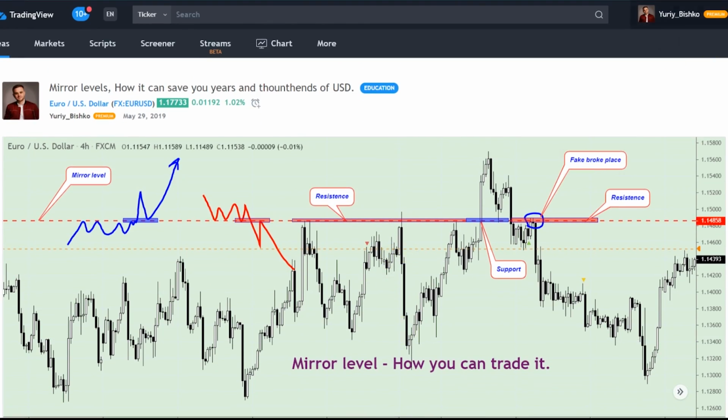What is a mirror level? The same as you can see here. It is when resistance becomes a support and support becomes a resistance. How does it work? There are so many people here inside of this, so many people who open, buy and sell at the same time.